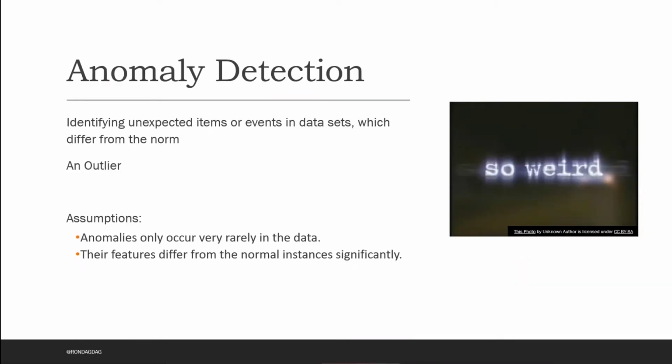So anomaly detection is kind of like that Spidey sense, right? It's identifying unexpected items in your data sets, which are different from the norm. It's the weird stuff in your data. It's an outlier. The assumption is that these anomalies don't happen every time. They happen rarely, and they're significantly different from the normal instance. It's out of the norm.